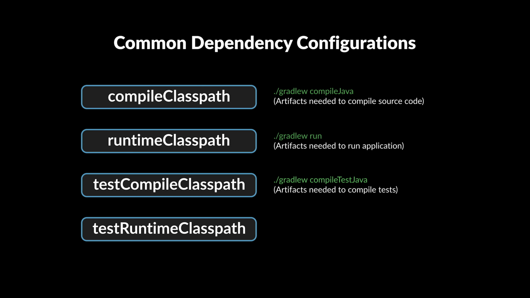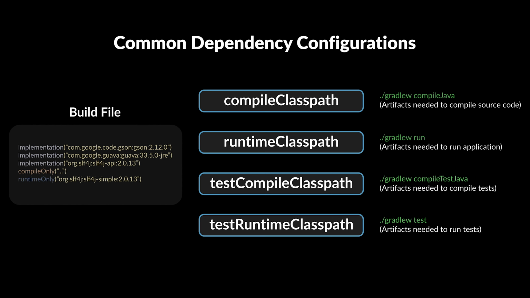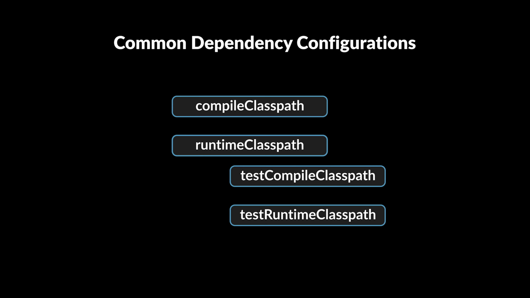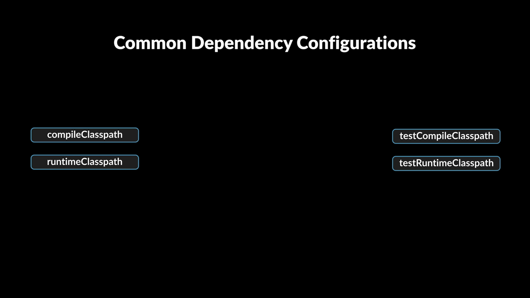The test compileClasspath is the configuration that holds the artifacts that Gradle will use to compile your Java test classes. The test runtimeClasspath is the configuration that holds the artifacts that are needed when running tests for your project. You cannot declare dependencies directly to these resolvable configurations. Instead, you declare dependencies on declarable configurations in build files that these resolvable configurations extend from. Let's take a look at which declarable configuration each resolvable configuration extends from.